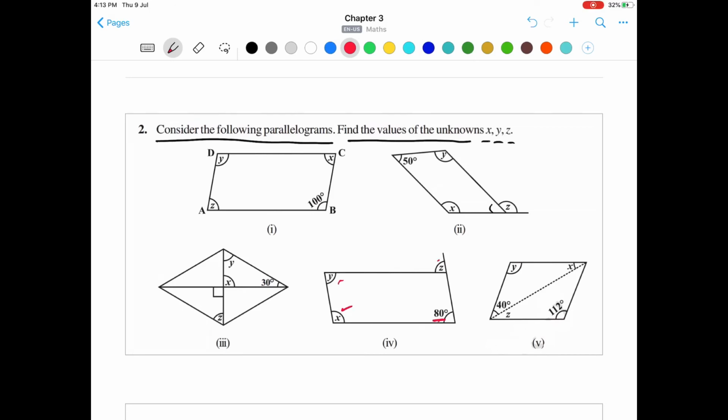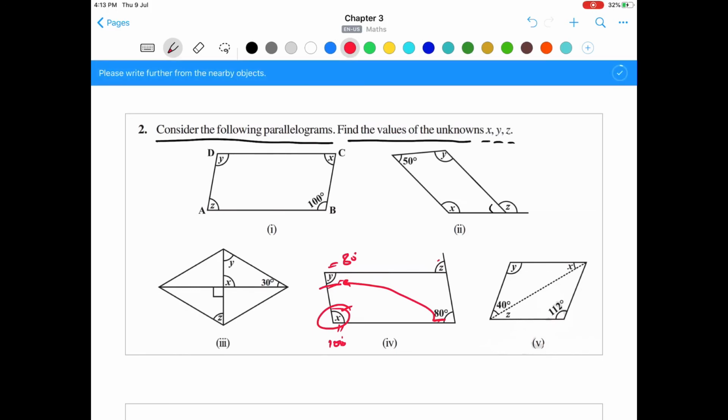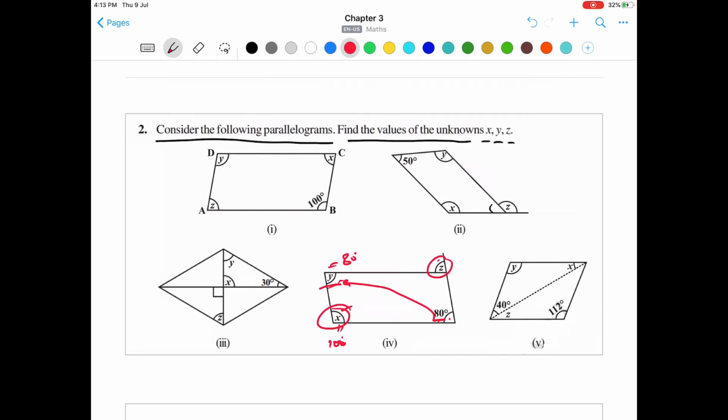As this angle is 80 degrees, its opposite angle y will also be 80 degrees. Since this one is 80 degrees, its adjacent angle x will be equal to 180 minus 80, equals 100 degrees. Then you have to find the value of this z here. Since this x here is 100, its opposite angle here will also be 100, and these two are forming a linear pair. So this will be 180 minus 100, equals 80 degrees.